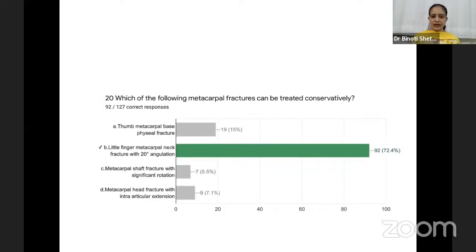Which of the following metacarpal fractures can be treated conservatively? Thumb metacarpal base physeal fracture, little finger metacarpal neck fracture with 20 degrees angulation, metacarpal shaft fracture with significant rotation, or metacarpal head fracture with intra-articular extension. B is the correct answer, which is likely to remodel even if you treat conservatively. And I think the majority have got it right.